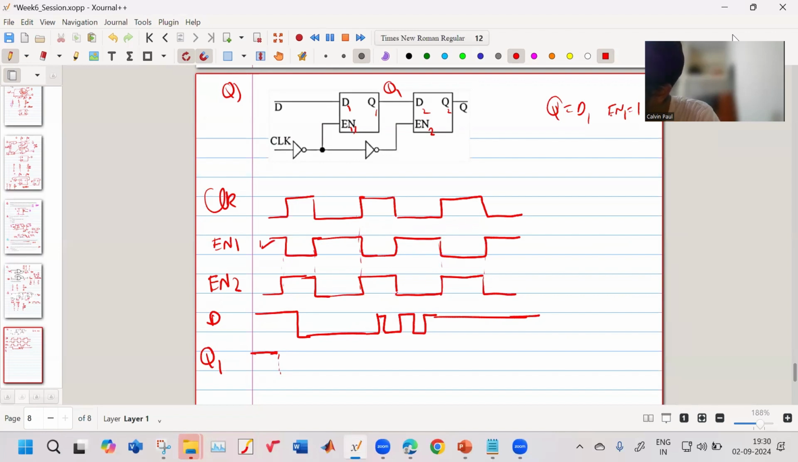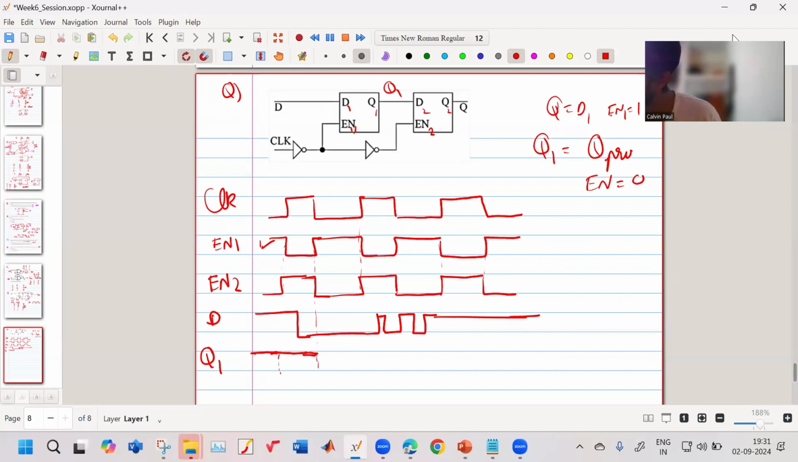When enable 1 goes low, what will be my Q1? My Q1 will be equal to Q previous when enable is equal to 0. So what will be my Q1 then? It will continue to be 0. As long as enable 1 is low, it will continue to be at the previous value.